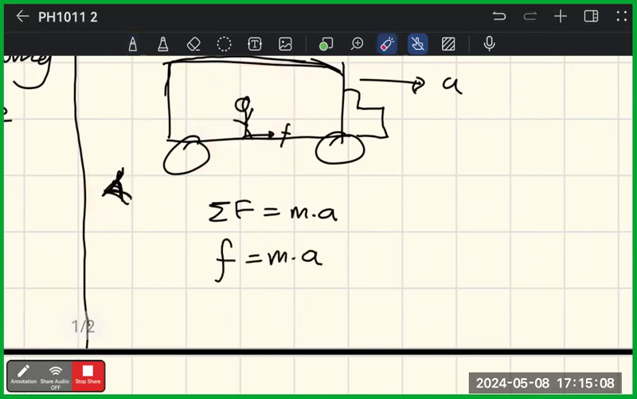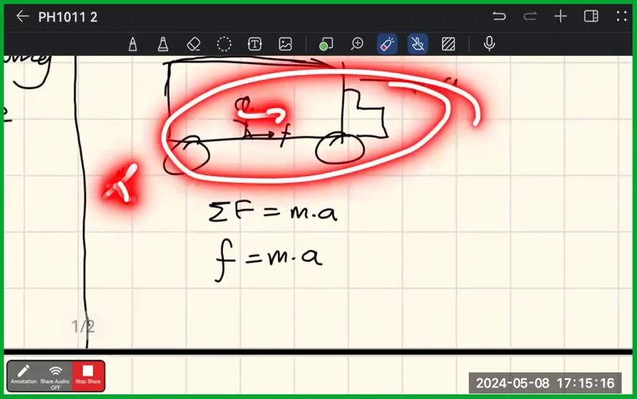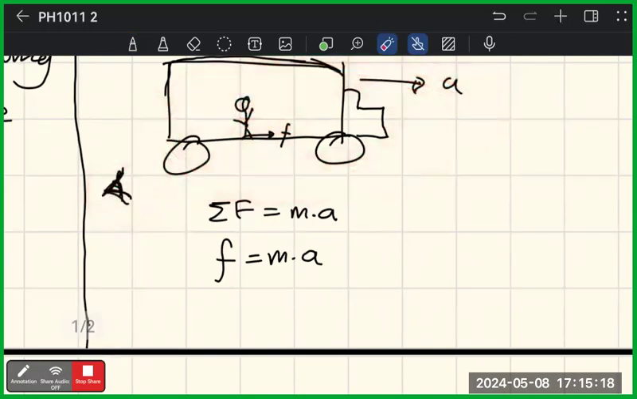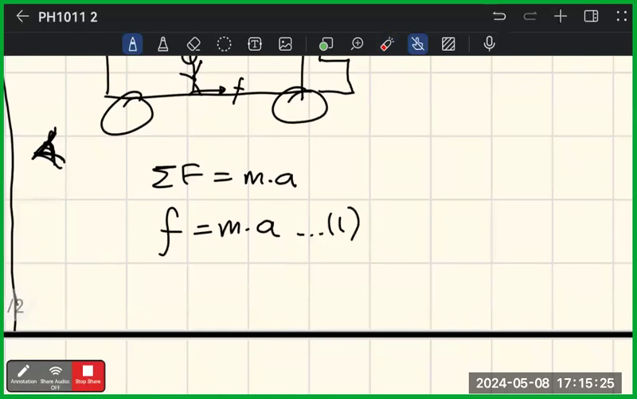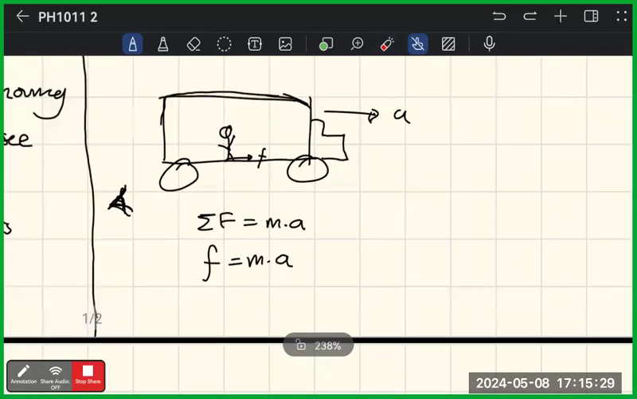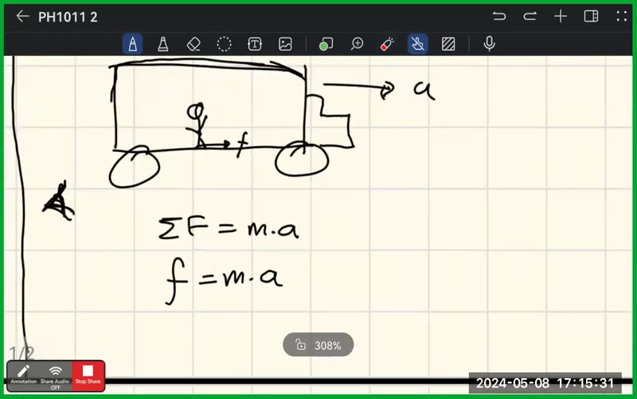Why a? Because from the outside, you're moving with the acceleration a, as well as the truck is moving with the acceleration a, because you're moving with the truck. Of course you have the same acceleration as the truck. Okay, this is not the first equation, this is just the equation of motion from the outside observer.